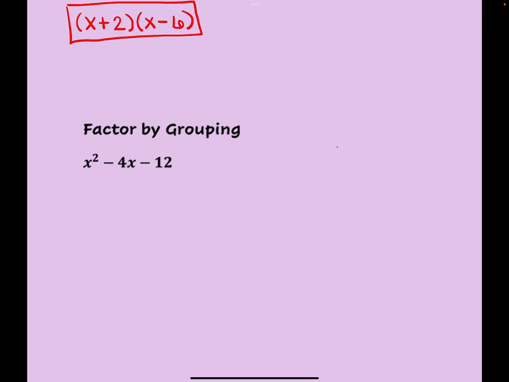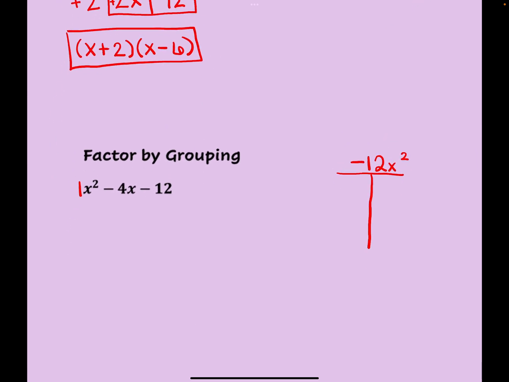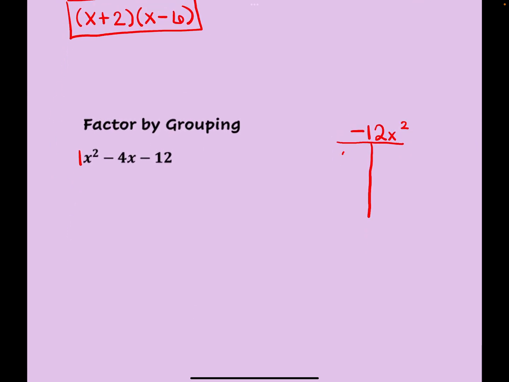Now, my table is the same thing. So I do A times C. 1 times negative 12 is negative 12. And if you remember, we said negative 12x squared. We said that we could use 2x and negative 6x. So I'm just going to go ahead and put those down here: 2x and negative 6x. Those two values multiply to negative 12 and also combine to negative 4.